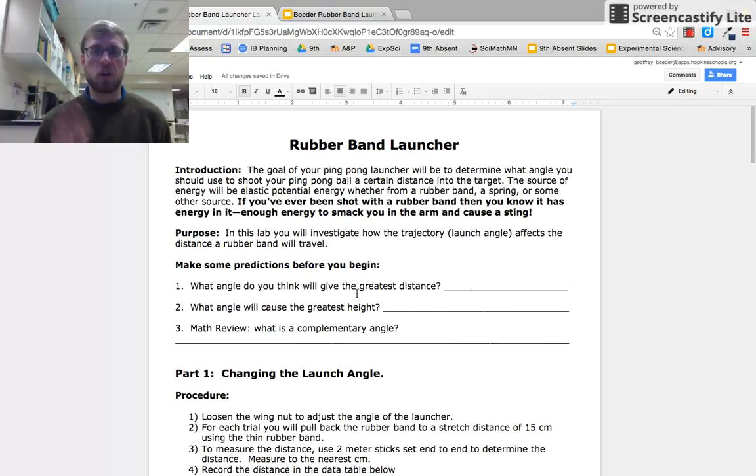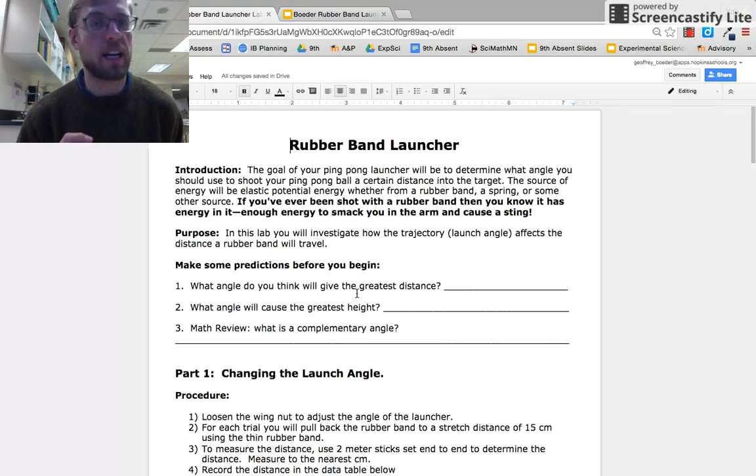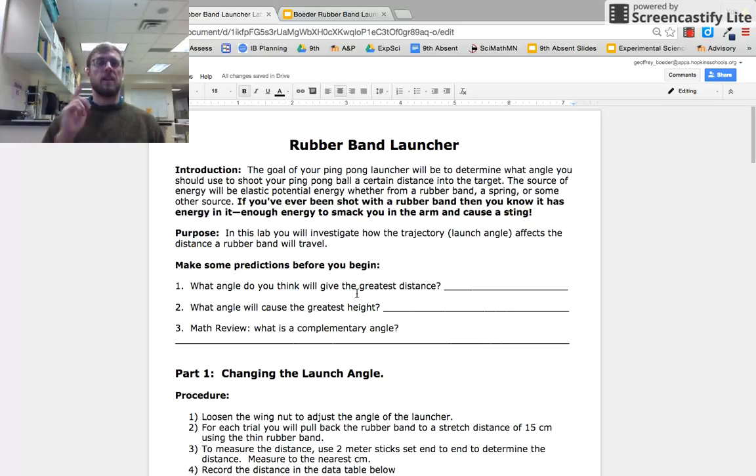So on the front, the goal of your ping pong launcher, your what? Your ping pong launcher. Oh, I haven't really talked about the ping pong launchers yet, have I? They are the next big thing we're going to build. Do you remember the cranes that we just built recently? Yeah, it's going to be sort of like that.